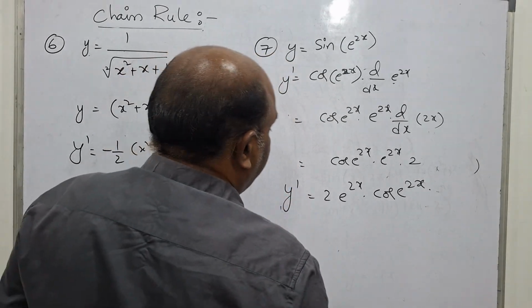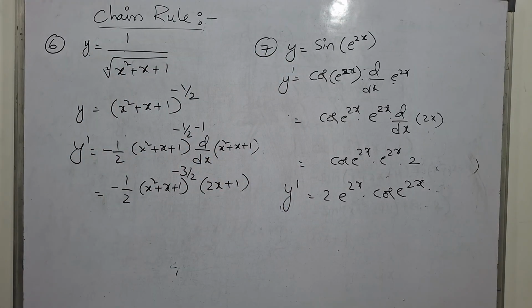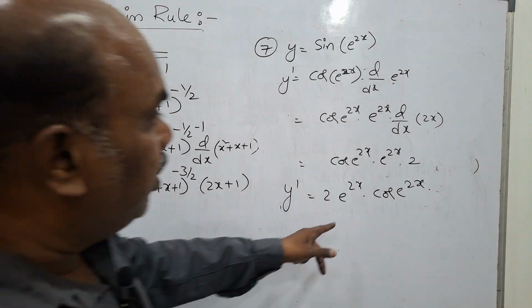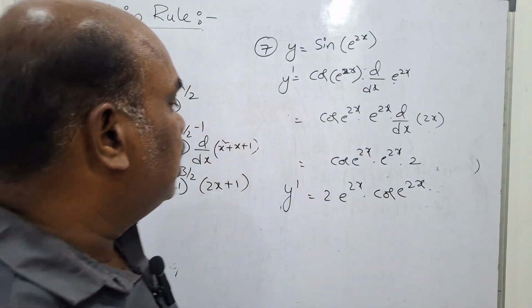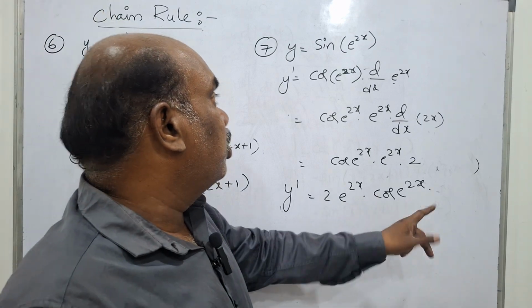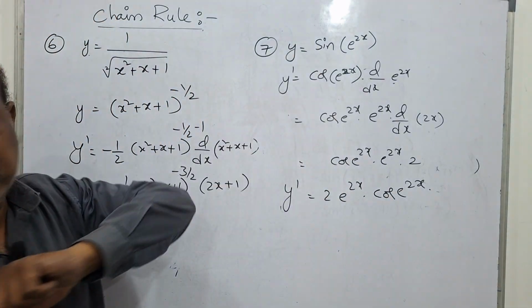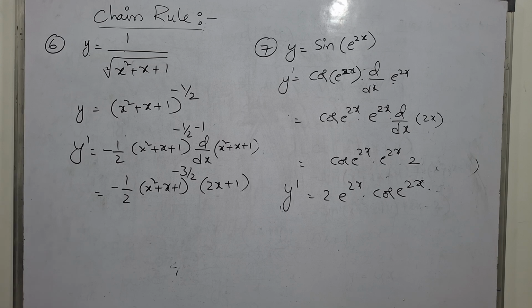This is y dash. This is called the chain rule. 2 into e power 2x: first write the constant, then the function, then the trigonometric function. 2 e power 2x into cos e power 2x is the differentiation of the given function. This is differentiation with the chain rule, multiplication rule, and algebraic expressions; all these things we saw.